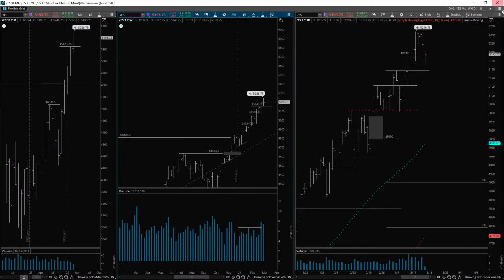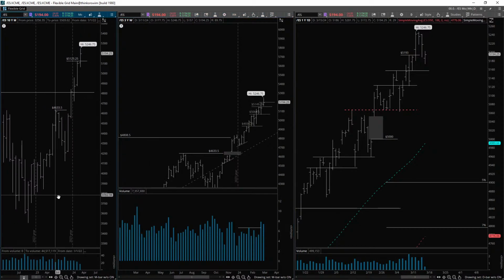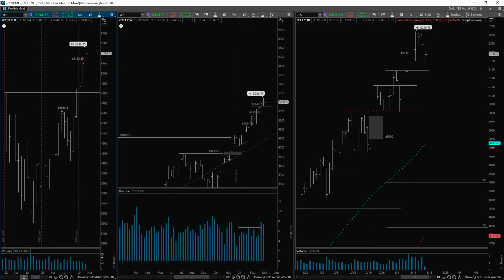Let's check, for example, the monthly. Come on. Monthly is coming lower, and that's not bad actually. A rally with lower volume is not bad. Pullback with lower volume is not bad. Range with lower volume is not bad either.